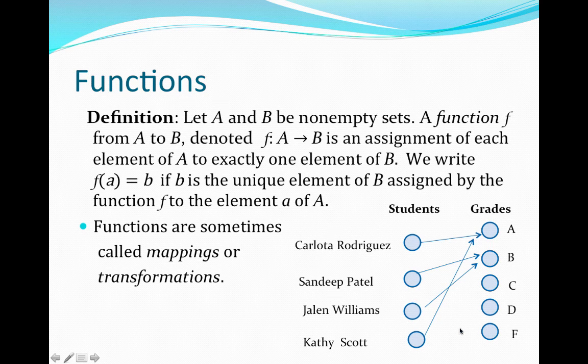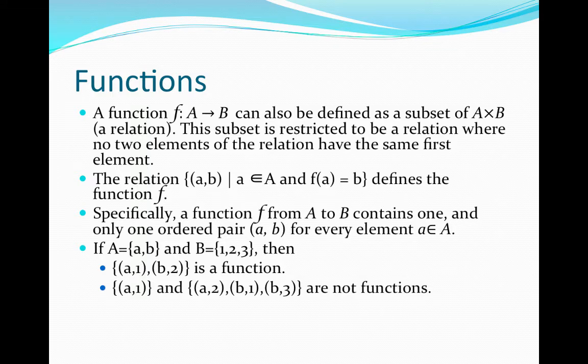Okay, so I mentioned in a previous video that functions were actually relations, and we defined a relation to just be a subset of the Cartesian product A cross B for any sets A and B. So we can also define a function as a relation. So a function f from A to B, for domain A to codomain B, can also be defined as a subset of A cross B and hence a relation.